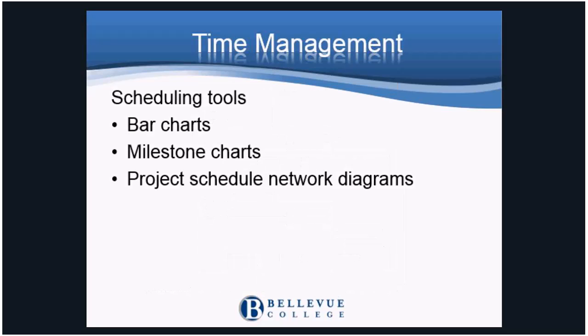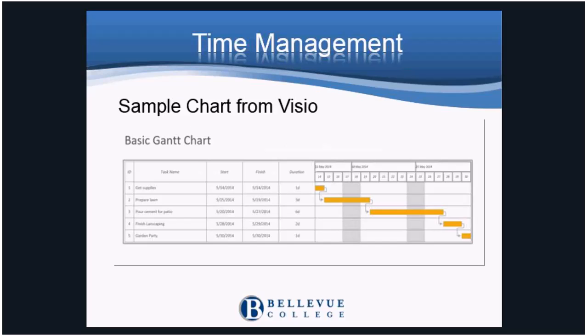Scheduling tools allow us to visualize, track, and report our schedules. Some of the tools we have are the bar charts, the milestone charts, or the project schedule network charts. The network charts are an example of the critical path we completed in the previous example. This is an example of a Gantt chart, which has been done here in Visio. The Gantt chart is a modified bar chart with the tasks identified in the rows and the time tracked on the x-axis, left to right.